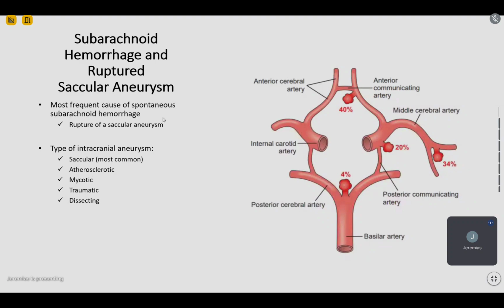So this is the, what is this, class? The circle of Willis. Yeah. So it is shown here the different locations, the most common locations sa circle of Willis nga possible mo ma-develop ang aneurysm. So 40% is naa near the anterior communicating artery.